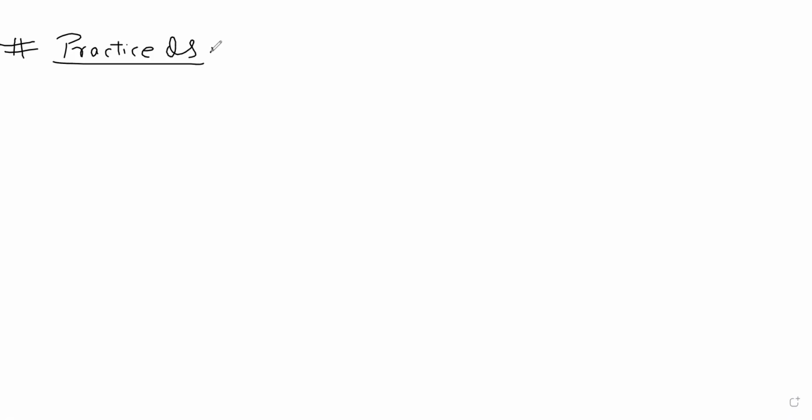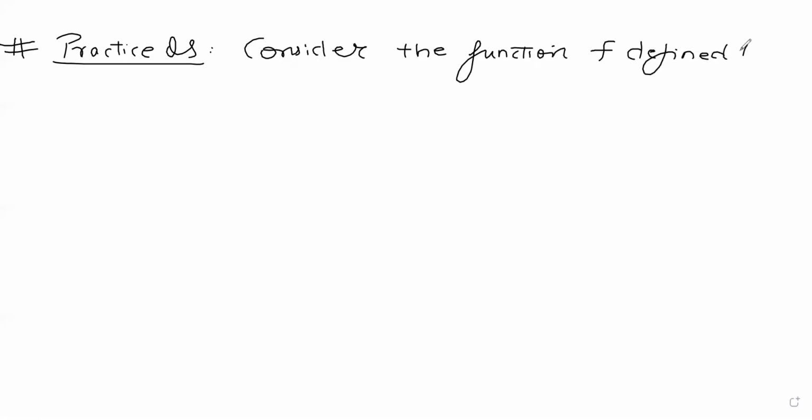So consider the function f defined by f of x, y equals 2 times x plus x square y cube. Suppose this is the function given to us. You can see the function consists of two variables x and y.